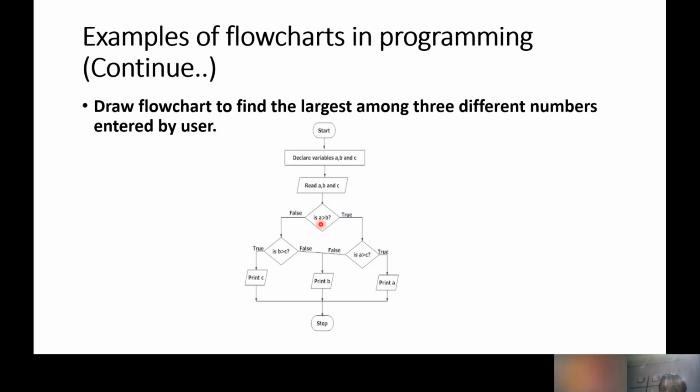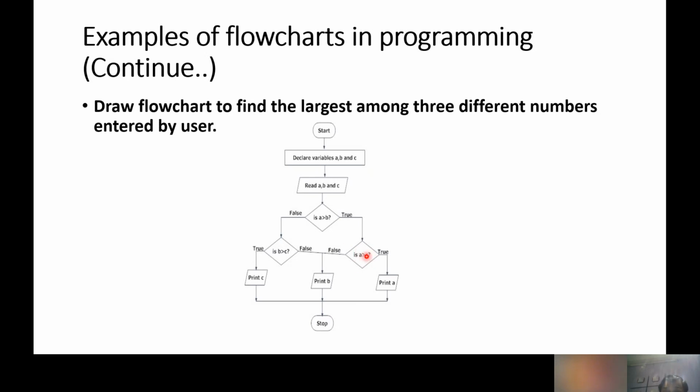So if a is greater than b, we know that there may be only two answers. One is true and another is false. If it is true, that shows that a is greater than b. Then after that we need to check again whether a is greater than c or not. If a is greater than c, we can say that yes, print a, because a is the maximum out of these three, a, b and c.